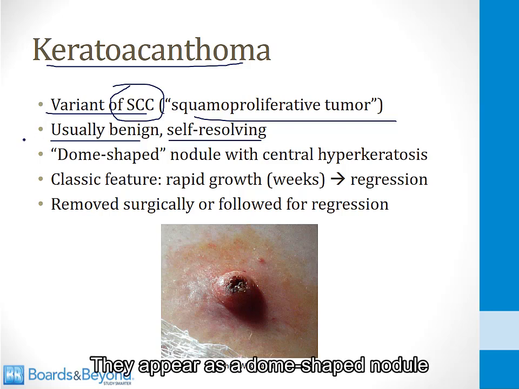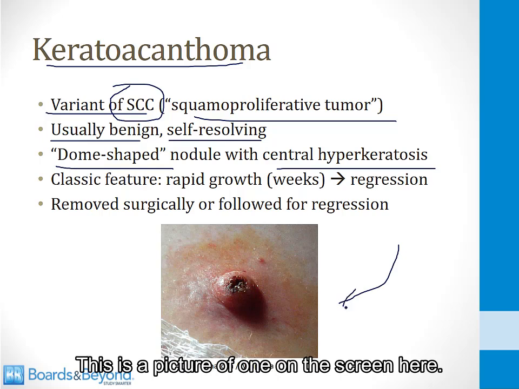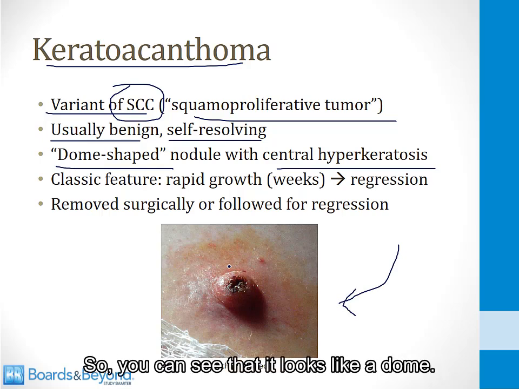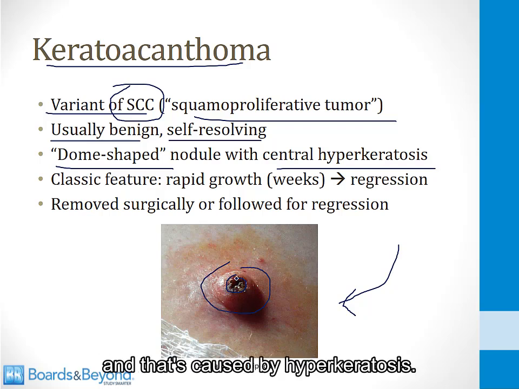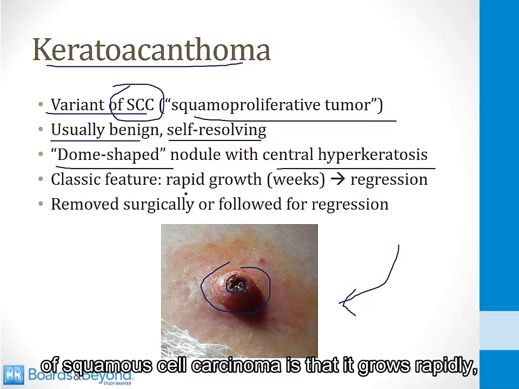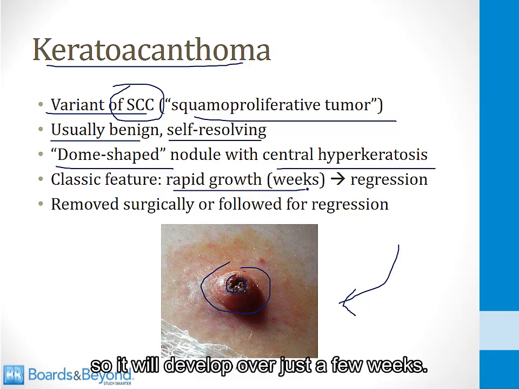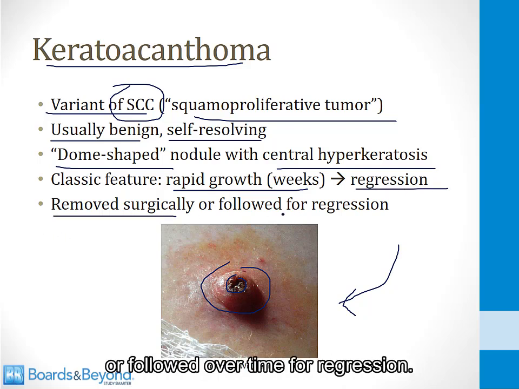They appear as a dome-shaped nodule with central hyperkeratosis. This is a picture of one on the screen here. You can see that it looks like a dome. It's a raised nodule, and in the center there's this thickened area, and that's caused by hyperkeratosis. A classic feature of this variant of squamous cell carcinoma is that it grows rapidly, so it will develop over just a few weeks, and then if you leave it alone, it will often regress over time. These are usually removed surgically or followed over time for regression.